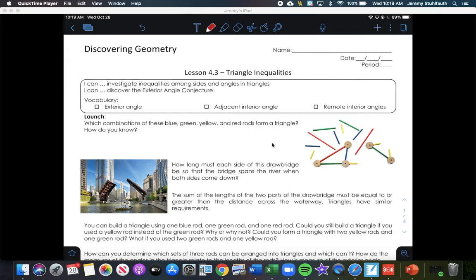What we're going to look at is some relationships between sides and angles of triangles. So what I want you to do first is take a look at the warm-up. I just want you to think about if you look at these objects over here, these little rods, and if you were to pick three of those rods of different colors and different sizes, which three could you pick to form a triangle, and how do you know?